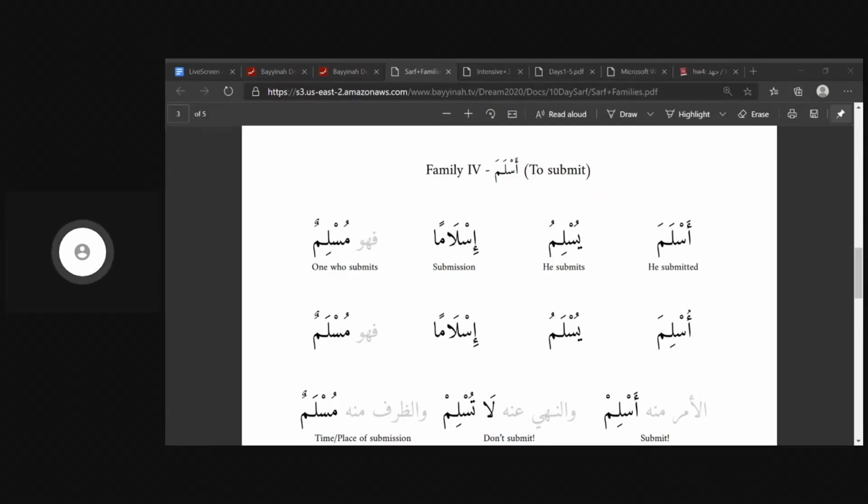Why do some families have two masdars? Well, the reality of it is that every family has more than one masdar. It's just that you're getting what you're getting right now.